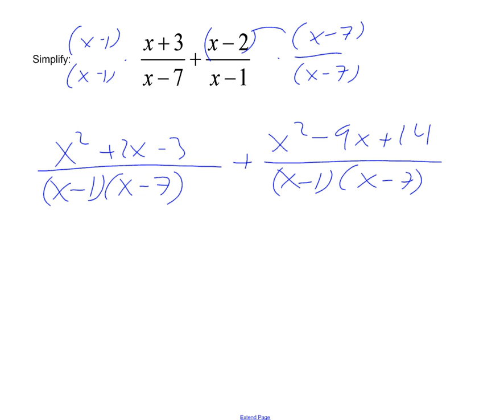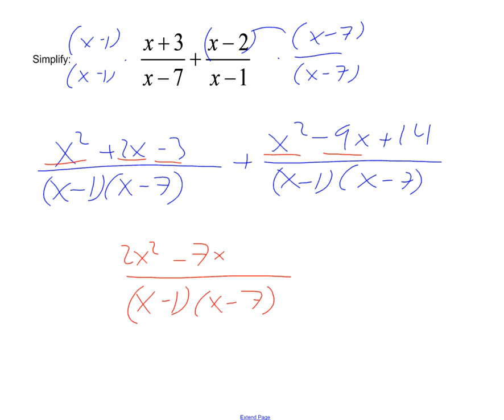Over, I'm going to leave my denominator factored. The book, I think, multiplies the denominators out, which is okay to do also. And now we have common denominators. So now we can add. This turns into one fraction, x minus 1 times x minus 7. And when we add these, x squared plus x squared will give us 2x squared. 2x minus 9x will give us minus 7x. Negative 3 plus 14 will give us plus 11.